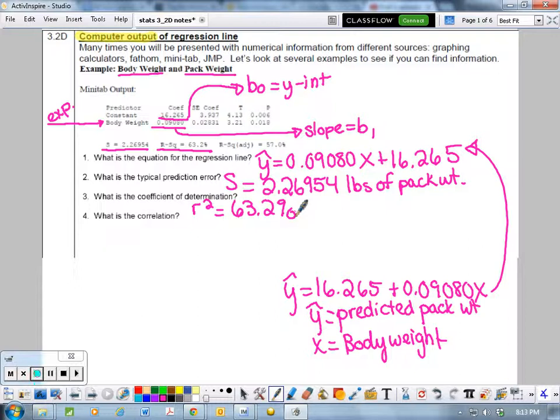Okay, correlation. They don't tell us r, but luckily we know r squared. So r is going to be the square root of 63.2% written as a proportion. So we're going to go ahead and calculate that, and we get 0.7949. We get the idea about a correlation of 0.79, so almost strong, and that's it.